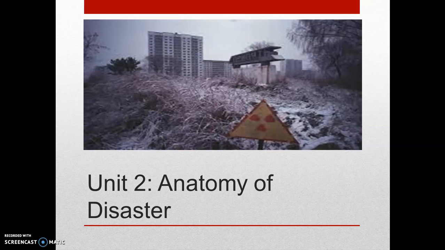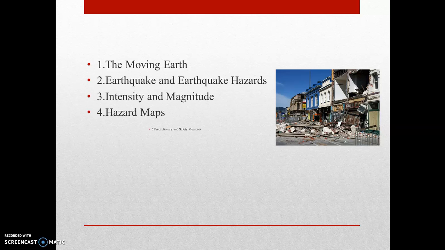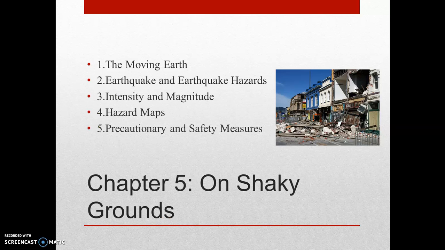Whereas those who are inland and live mostly in the urban areas live precariously with the risk of earthquakes and fires. It is only by having knowledge of what we need to face that we will be able to plan properly, reduce the negative effects of hazards, and also avoid disaster. Let's proceed to the first chapter of this unit, chapter 5, On Shaky Grounds.